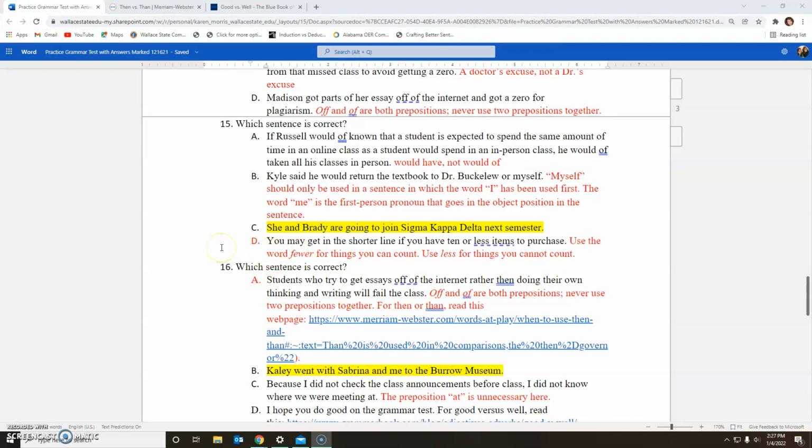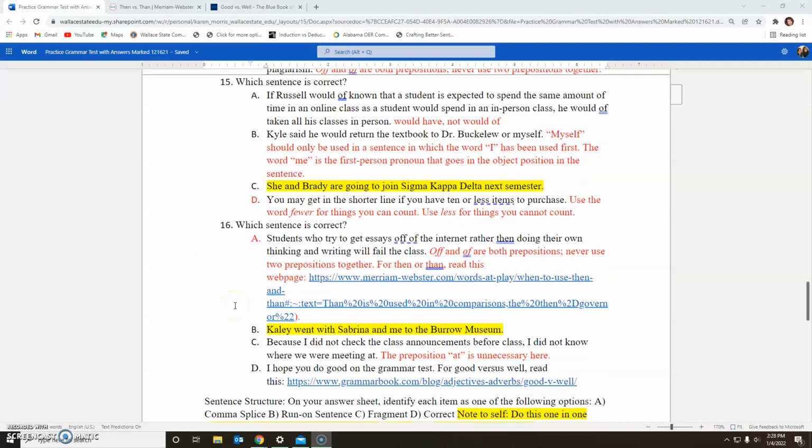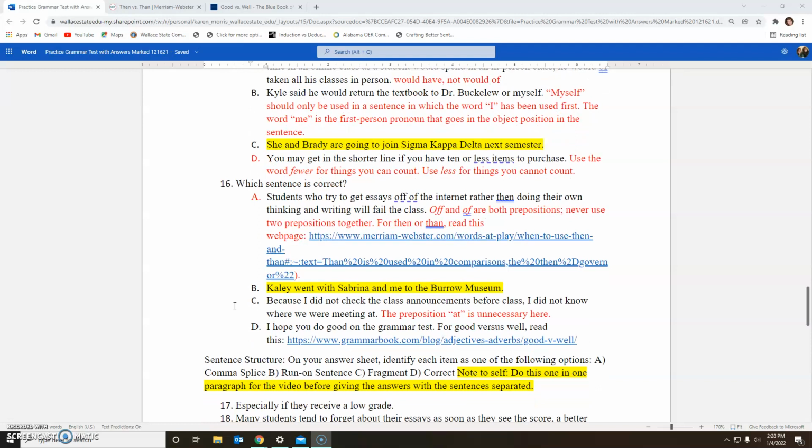I can sort grocery items, so I could count those. That's why it's 10 or fewer. The grocery store Publix actually has the sign that says 10 or fewer items, so notice that next time you go to Publix. Which sentence is correct out of the next four?